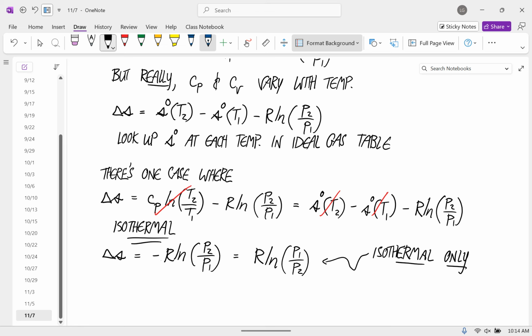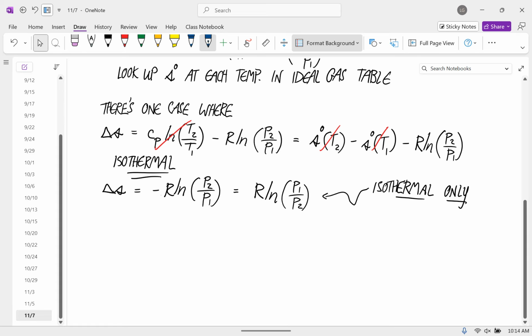So R is what kind of constant? That is the gas constant for that specific gas, and that is the universal gas constant divided by the mass per mole. So that one doesn't vary. That just has to do with what gas you have.